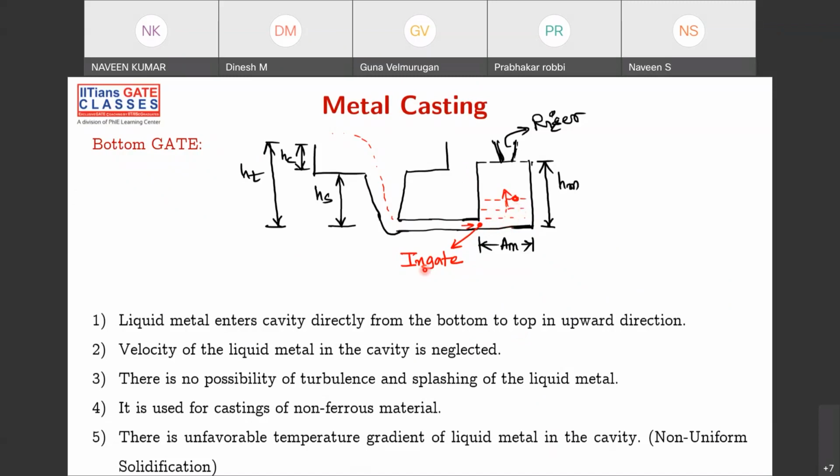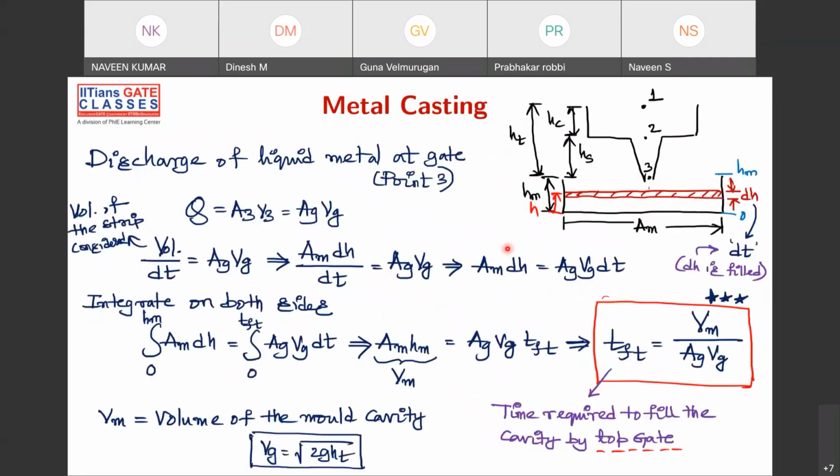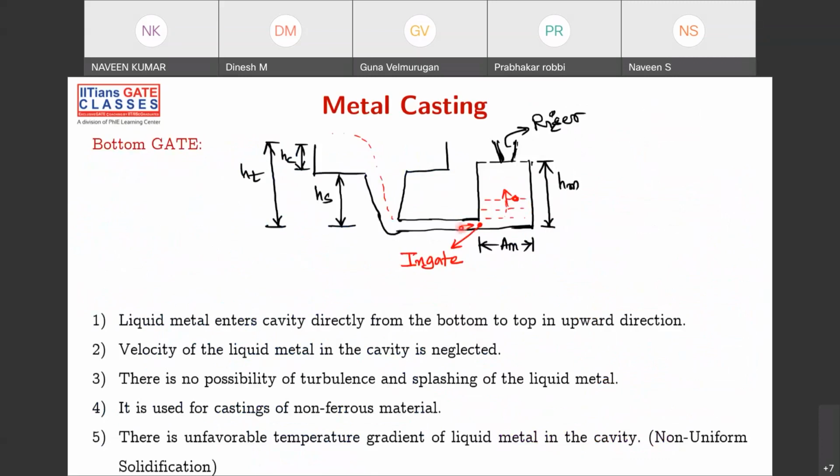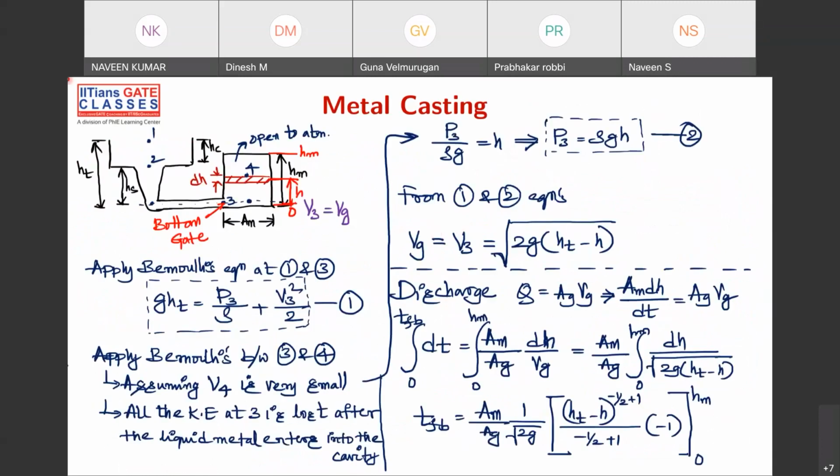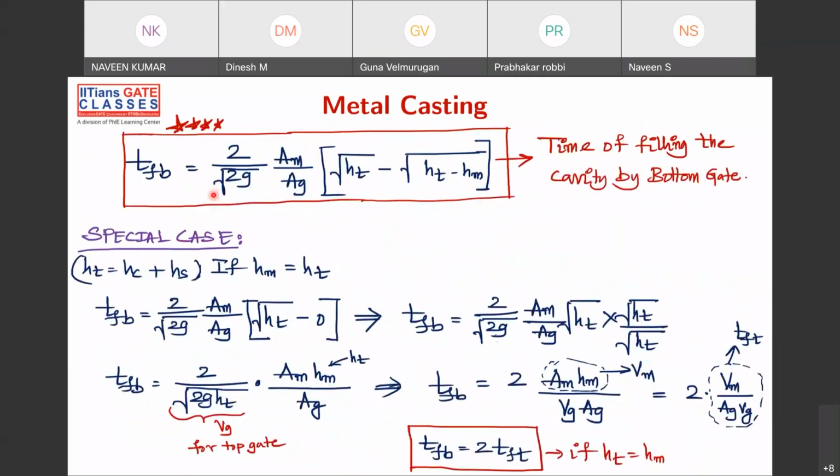Here also we should be able to identify the time of filling, because if you're filling from the top side, the filling time will be different. If you're filling from the bottom, the filling time will obviously be different, since it is traveling through the runner and all. So the formula for that is this. Forget about the derivation. The formula is very big.